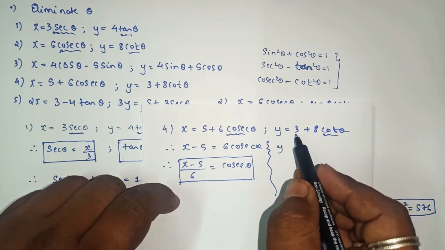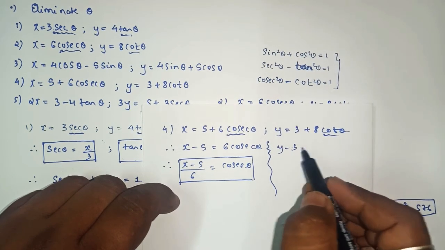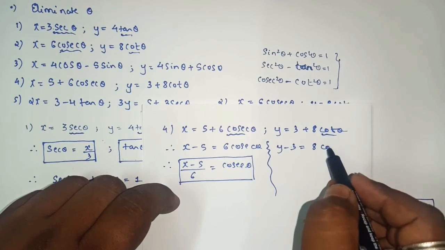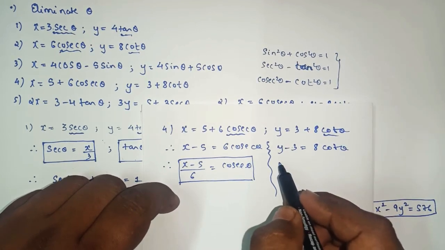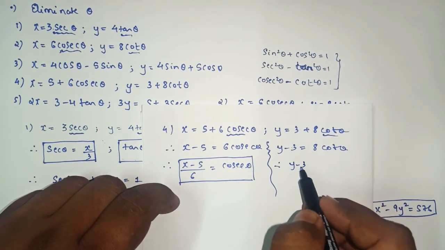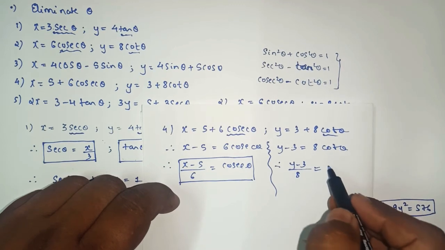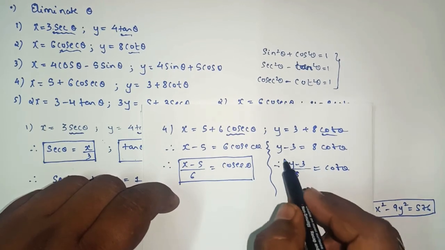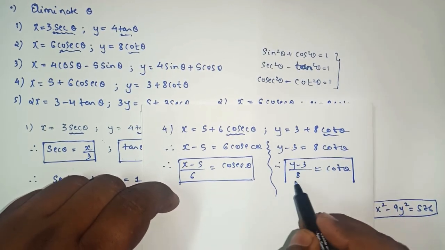We'll bring this plus 3 to the left hand side, equals 8 cot theta. So now we'll bring this 8 to the denominator, where you will get the value of cot theta. Yes or no?